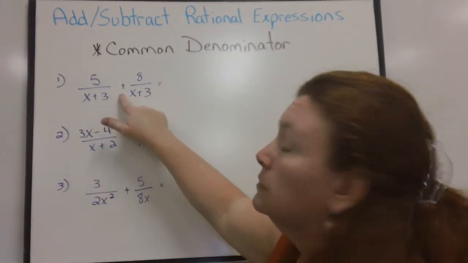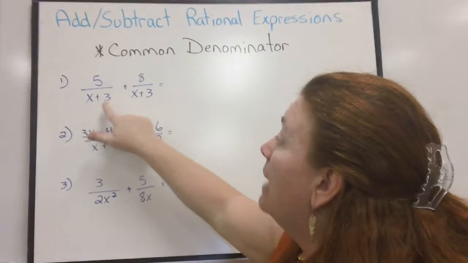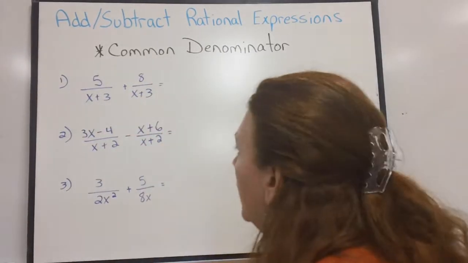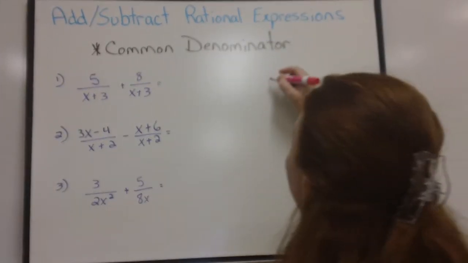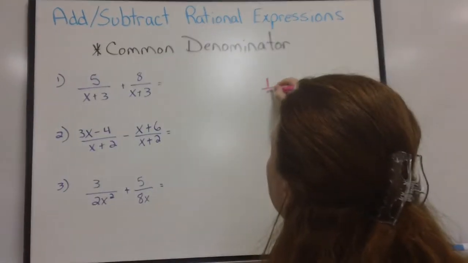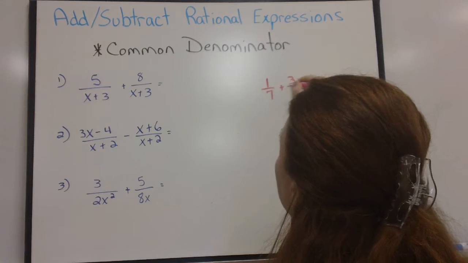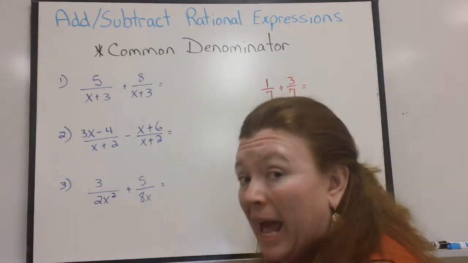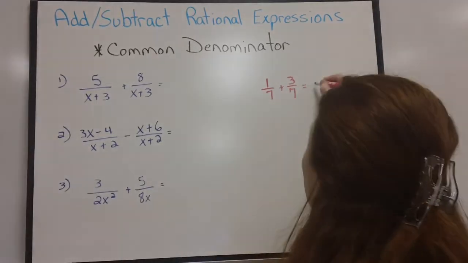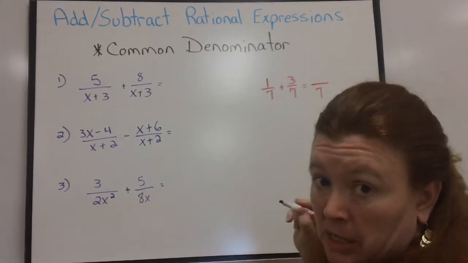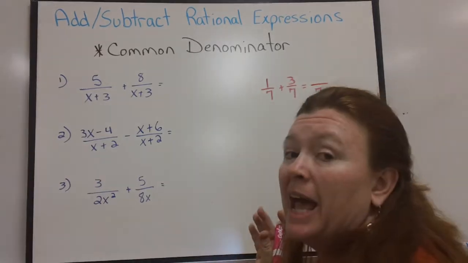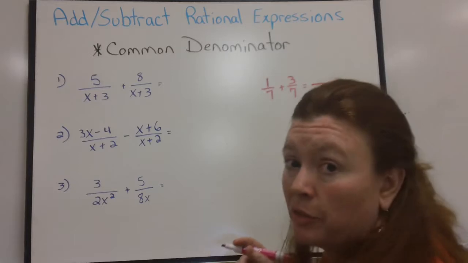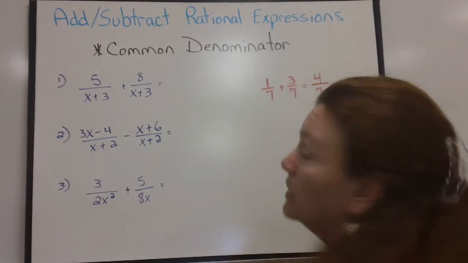I'm adding two fractions. They have a common denominator. They both have an x plus 3, so yay. Sidebar for a second. If I took 1/7 plus 3/7, think about how you would add those. We wouldn't add the 7s and get a 14. We would rewrite the denominator, the 7, and just add the numerators, the 1 and the 3. So 1/7 plus 3/7 is 4/7.